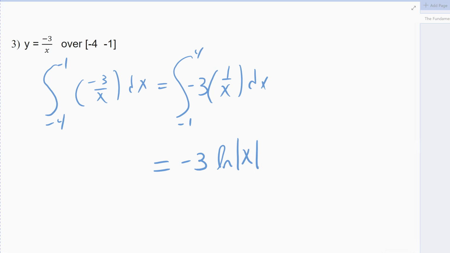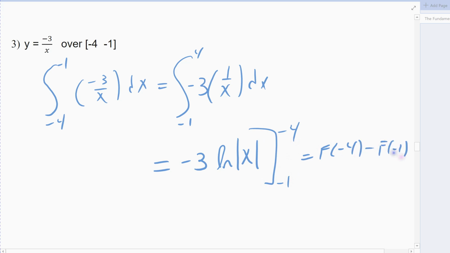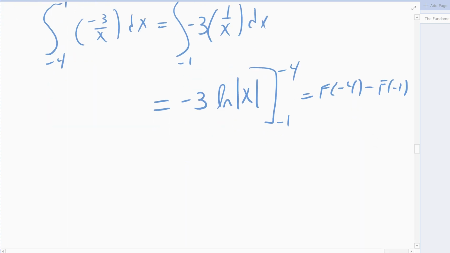And so when I find the antiderivative, the natural log doesn't exist at negatives, so to get around that, we take the absolute value of it. And if you don't remember that, you will get this one wrong, right? Because I am going to plug negative 4 in, and I'm going to plug negative 1 in. If you try to plug them into the natural log without the absolute value, you'll get an error, right?